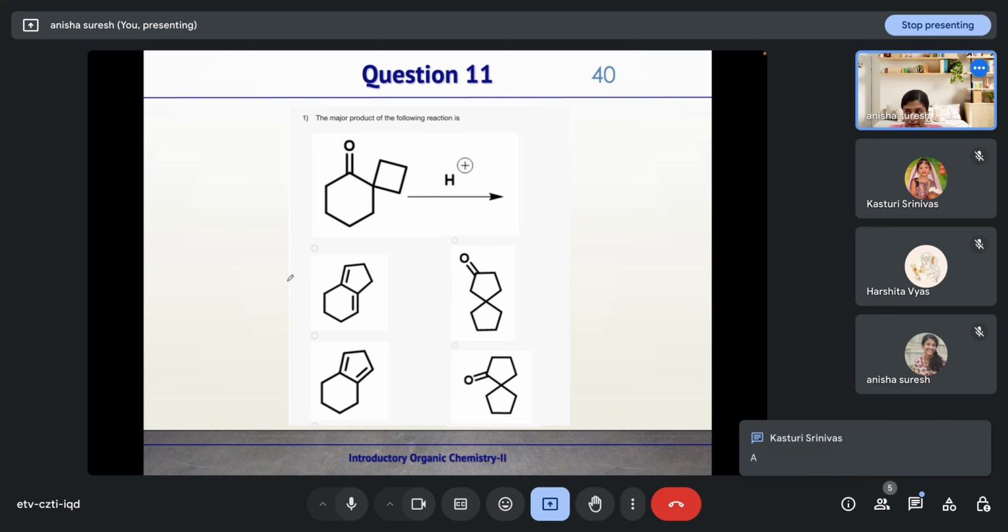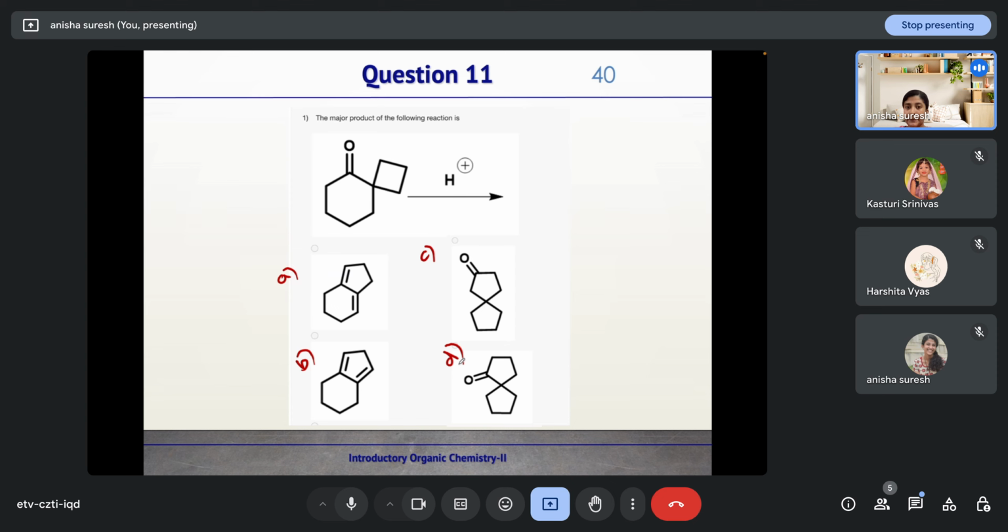I will number this A, B, C, D. What will be the product? It will be different. I will show you the mechanism.